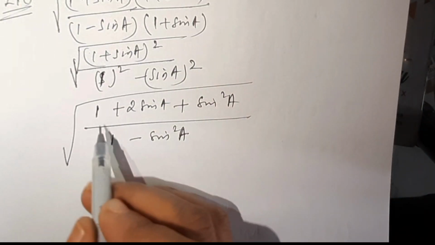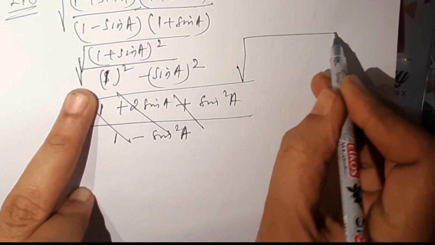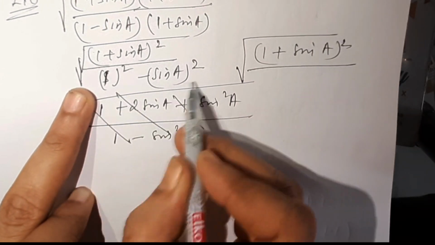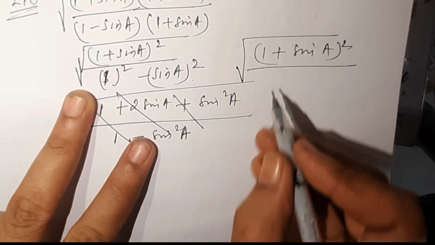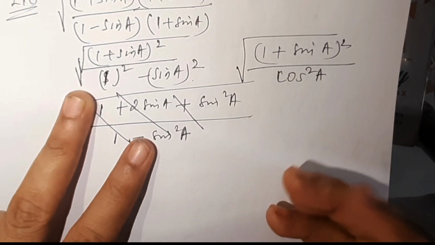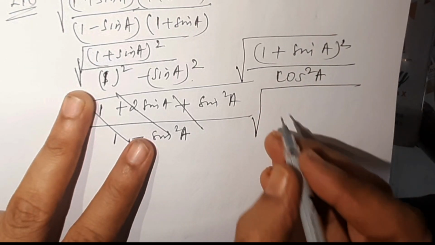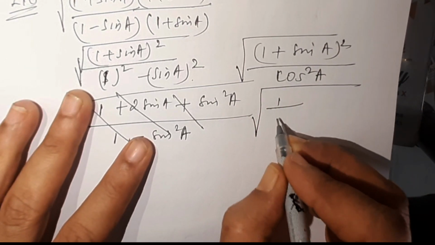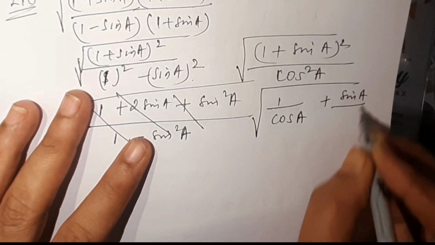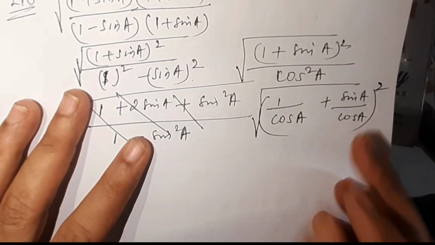Here this term we can make a little simpler. Here it is under root (1 plus sin A) whole square. Here 1 minus sin square A was there, so we can make it cos square A, since 1 minus sin square is cos square. Now both the terms are in square, so we can make it a single unit, as we did for the previous question. So making it (1 upon cos A plus sin A upon cos A) whole square. So this whole I turned into square form.